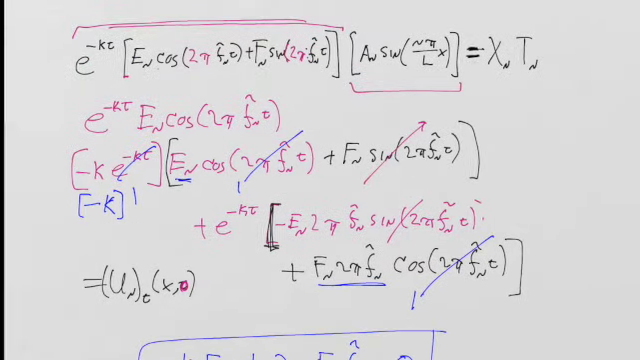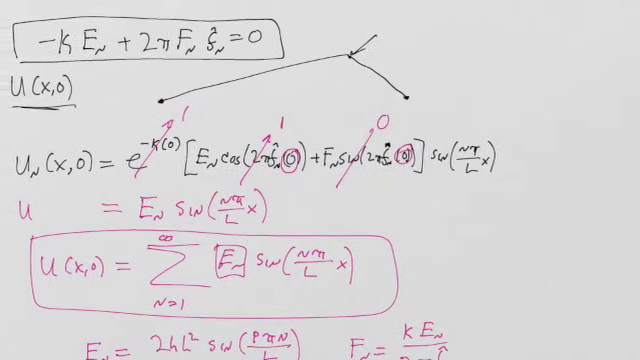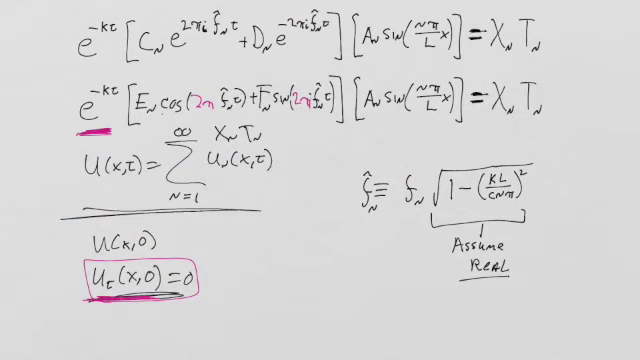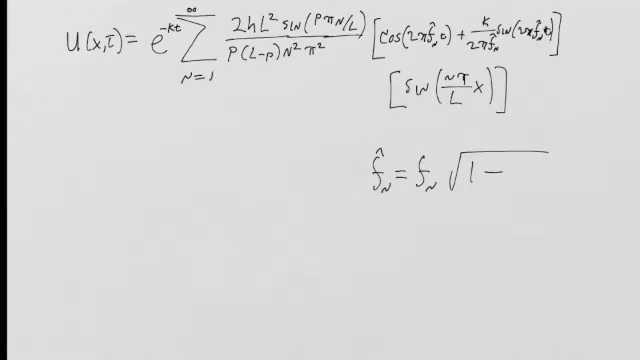Where did I write it down before? I think I wrote it down back here. KL over Cn pi squared, right? So these definitions all together produce our final answer.